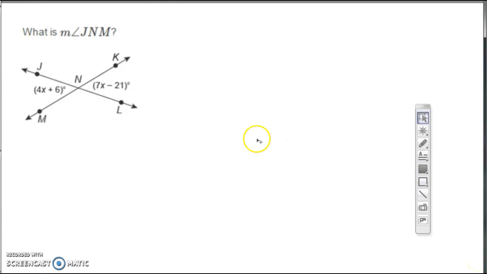All right, geometry geniuses, you know I love this kind of problem. What we have here are two intersecting lines. We have MK and JL. They intersect. When we have two intersecting lines like that, we create vertical angles. That's these angles across from each other.